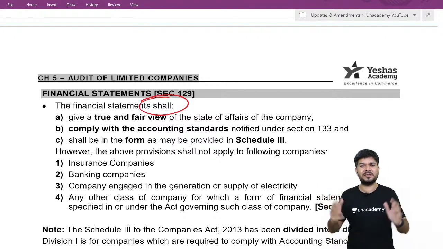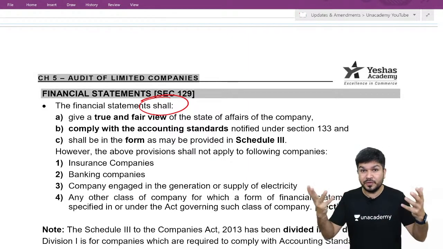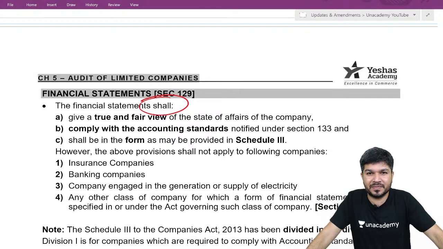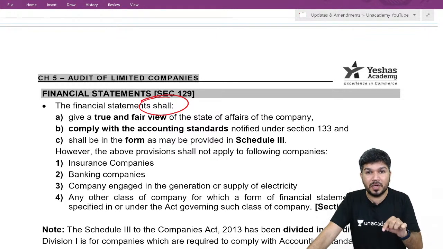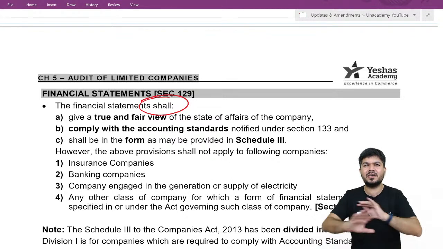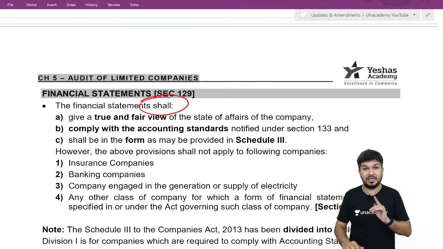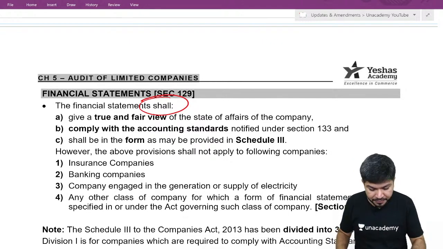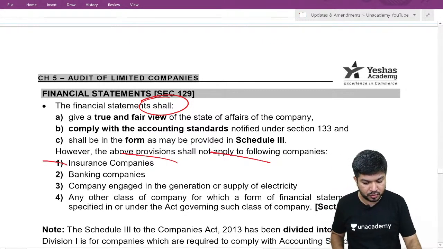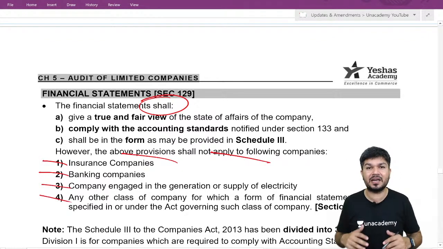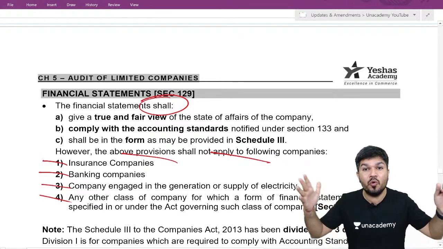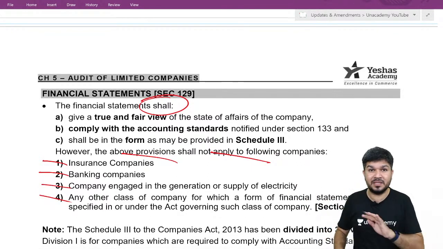And sir, if a Section 8 company has a net worth of 250 crores or more, would they follow Ind AS? Answer is yes. Section 129 clearly says financial statements shall comply with accounting standards. It doesn't give any exemption to Section 8 companies. However, the above provisions are not applicable to insurance, banking, companies engaged in generation of electricity, or any other class of company which has a format given under its own Act. The Section 8 company is not exempted.